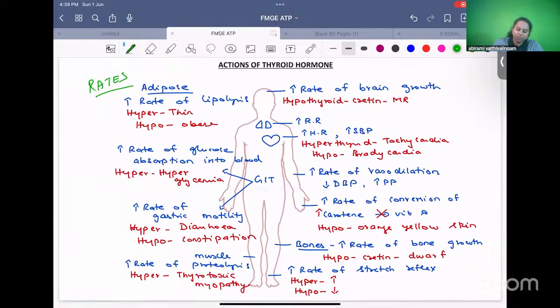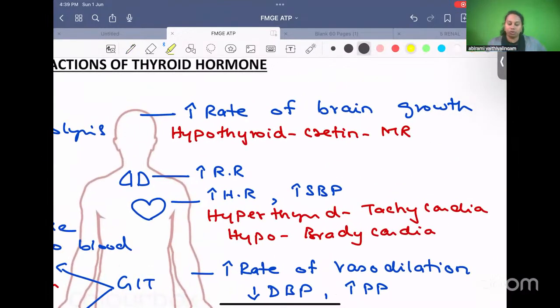So we'll start with the brain. On brain, thyroid hormone increases the rate of brain growth. That is why hypothyroid cretin babies are mentally retarded, because thyroid hormone increases the brain growth. Hypothyroid babies, there is no thyroid hormone, so they are mentally retarded.